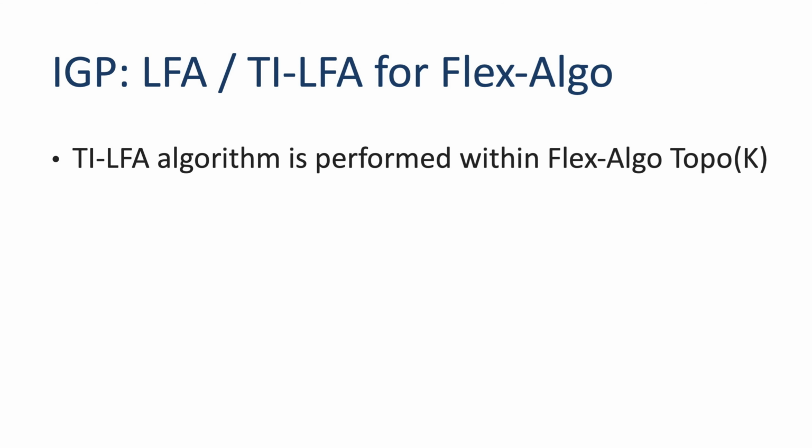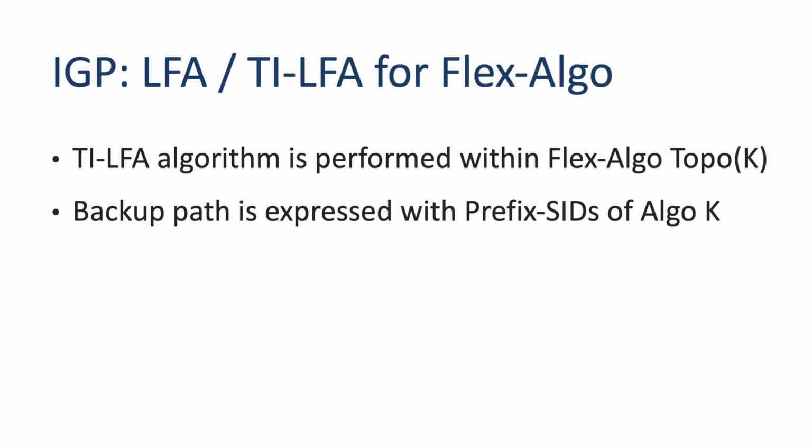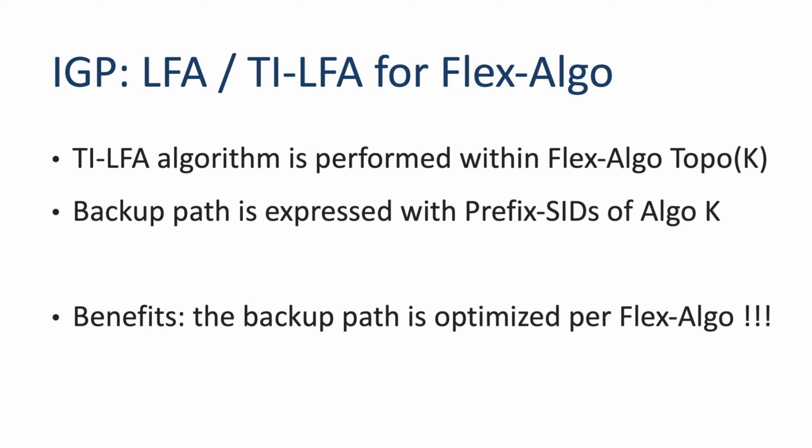As you know, every FlexAlgo instance will run its shortest path computation for the primary, and now for OSPF as well for the backup. We call the FlexAlgo topology of algorithm K, topology K. With this feature, the TI-LFA algorithm will be able to run for OSPF for the FlexAlgo topology K, where the backup path will be expressed using prefixes belonging to algo K. As a result, the backup path that is computed by OSPF will now be optimized for a FlexAlgo.